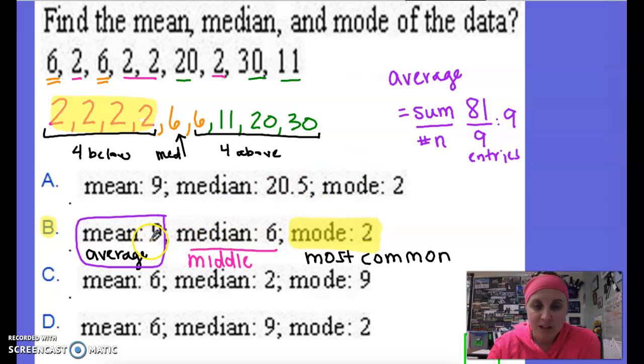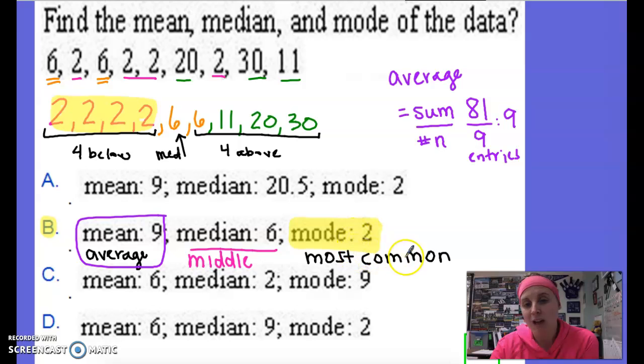That's this one. The median is the middle number. So right here I wrote them from shortest to tallest, or smallest to largest. And the middle number, there is 1, 2, 3, 4, 5, 6, 7, 8, 9 entries. The 5th entry would be directly in the middle. There's 4 below, there's 4 above it. So the median is 6.